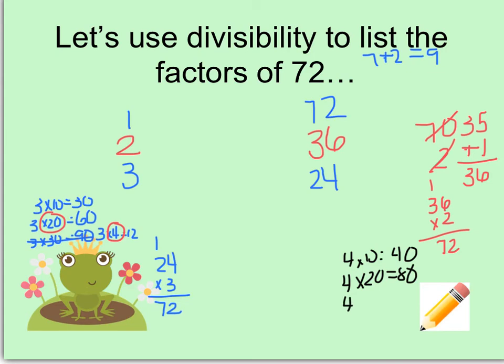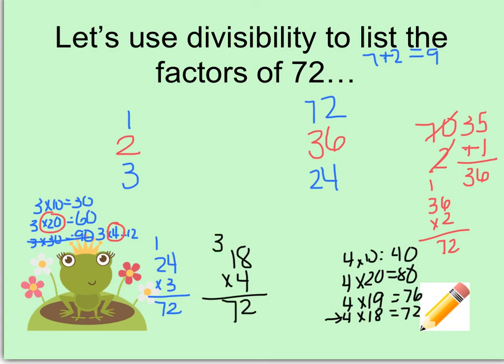If I do 4 times 19, that would be 4 less than 80, which is 76. And 4 times 18 would be 4 less than 76, which is 72. If I've counted backwards properly, 4 times 18 should be 72. I'm going to use my multiplication algorithm to check. 4 times 8 is 32. 4 times 1 is 4, plus 3 is 7. It works. So 4 times 18 is 72.